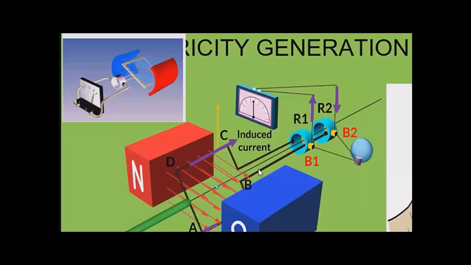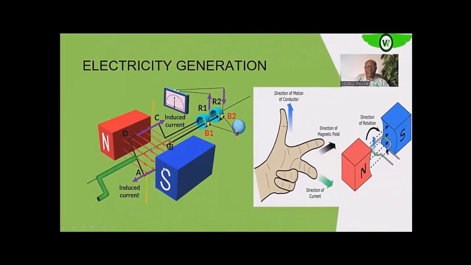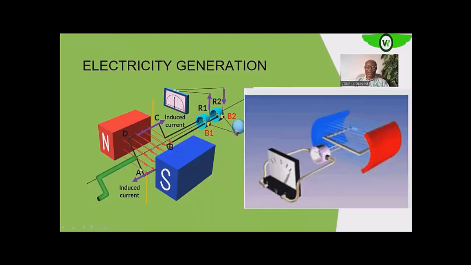So know that in generating electricity in your generator, three components are required: the magnetic field, which is this one that is running from north to south. We need the conductor, and then we need the relative motion, and that is what is manually provided by this cranking handle, to turn.